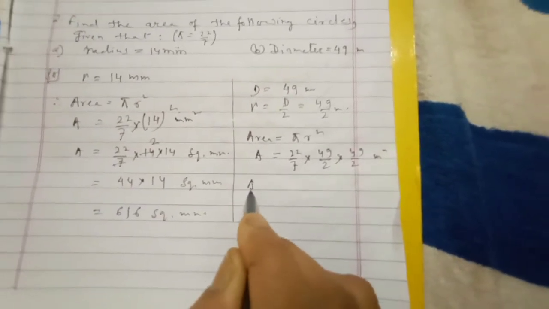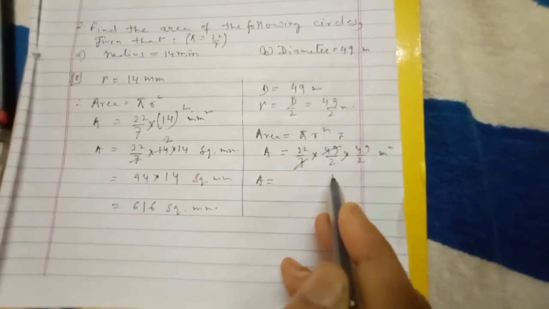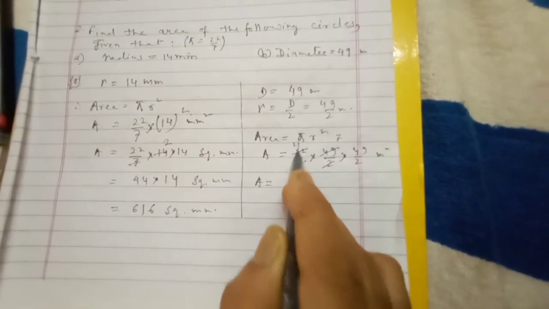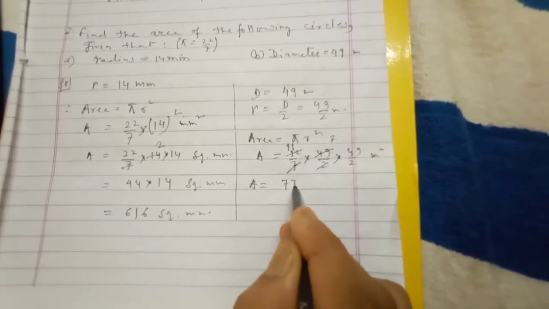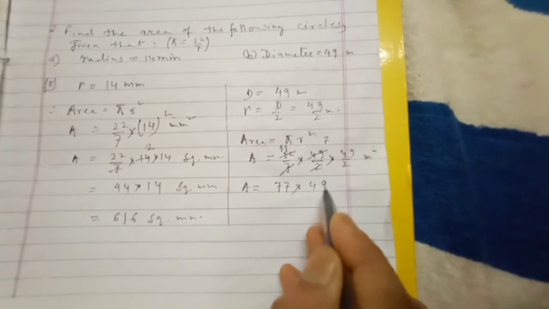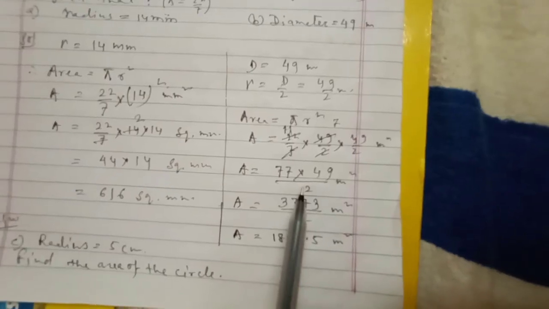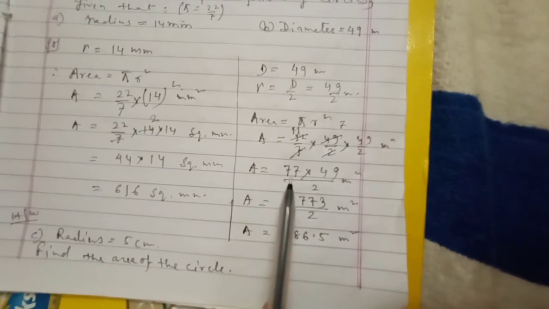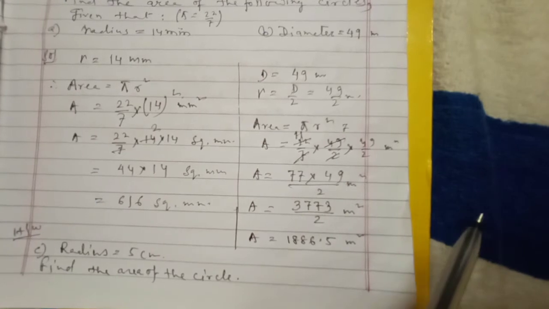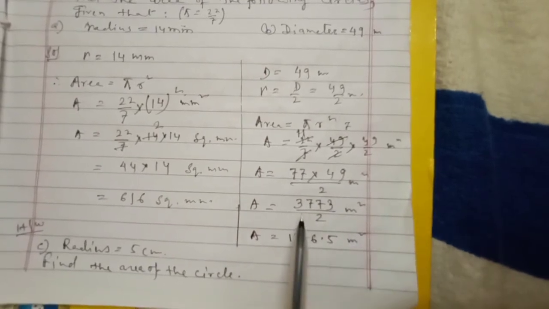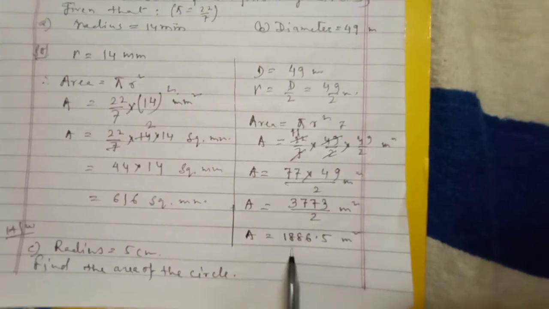Now if it is possible to cancel it: 7 7 ja, 2 11 ja. So 22 by 7 becomes 77 into 49 by 2 meter square. When area is equal to 77 into 49 by 2, you multiply it. Use the rough work. You will get this one, and afterwards dividing by 2, the answer is this.